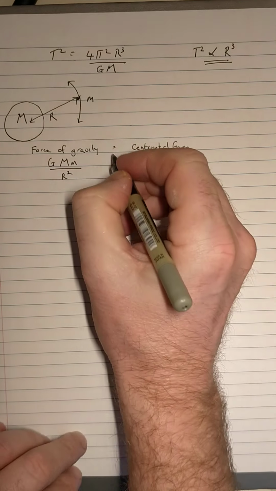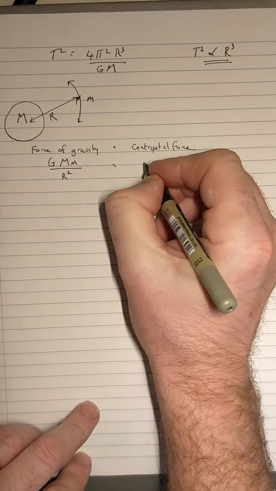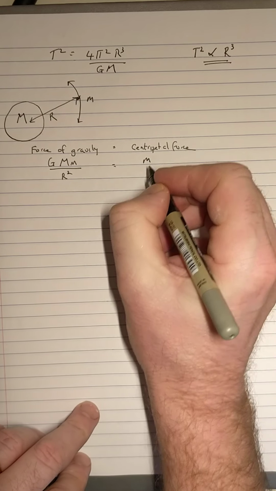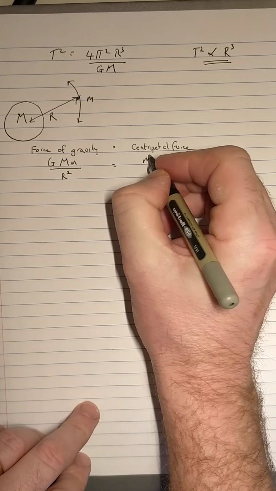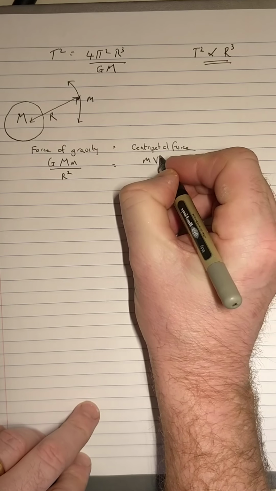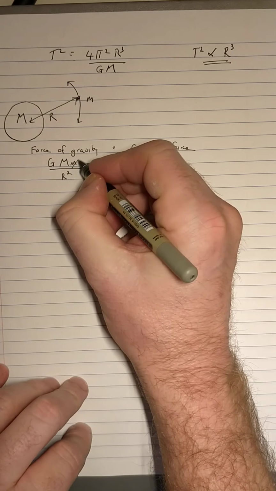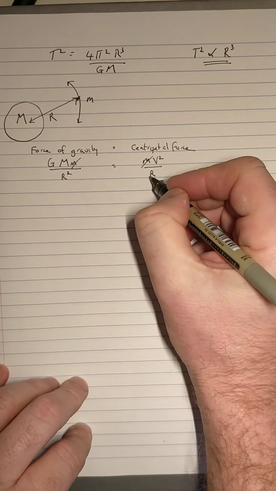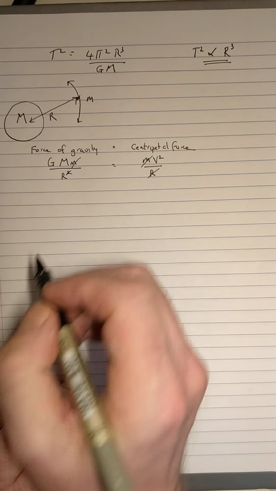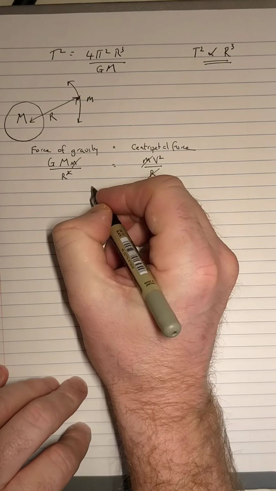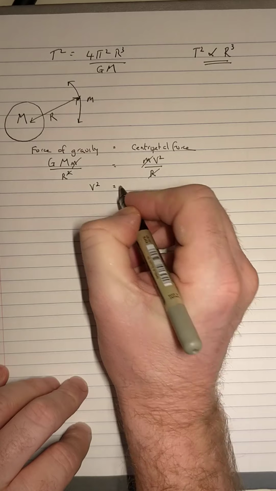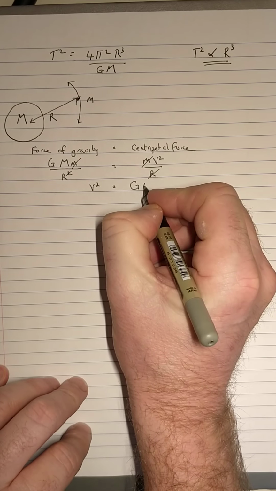The centripetal force is on the satellite, so it's small m, or lowercase m, v squared, the velocity of the satellite, over the same radius of orbit. We can now cancel the m's and cancel one of the r's. So we've r here, we've r by r here, so it cancels down to an r there. And I'll just rearrange, I'll just put the v squared on the left, and we're left with this expression.